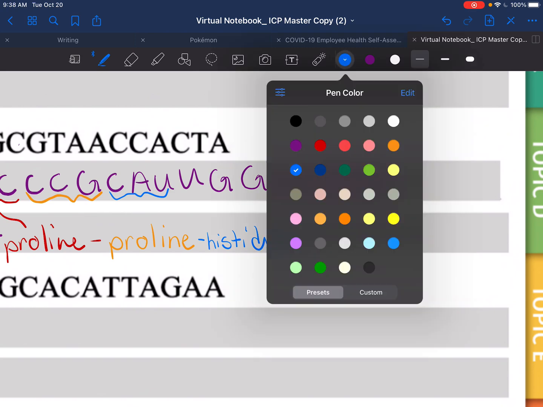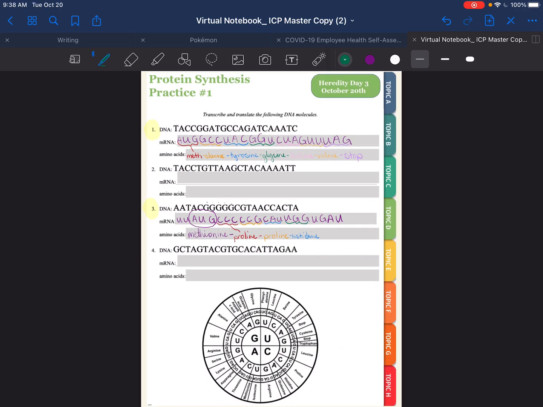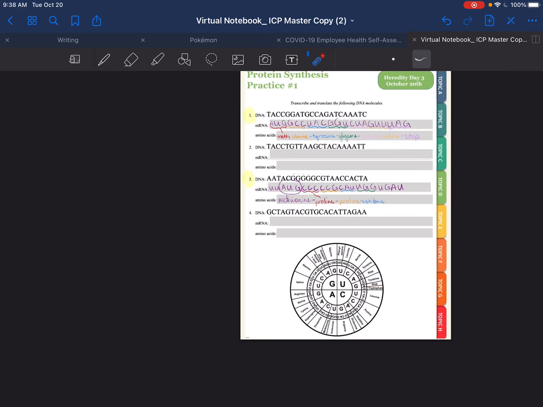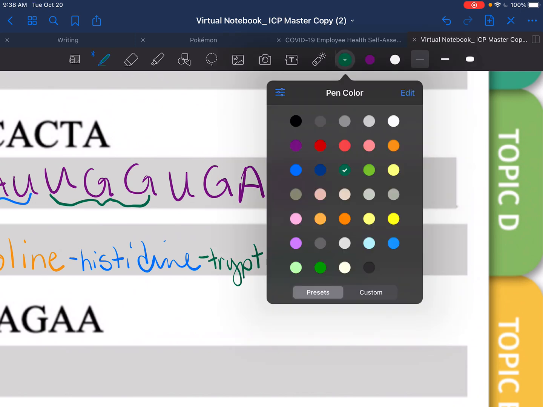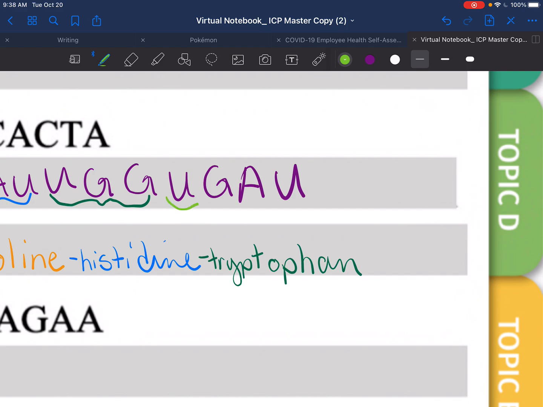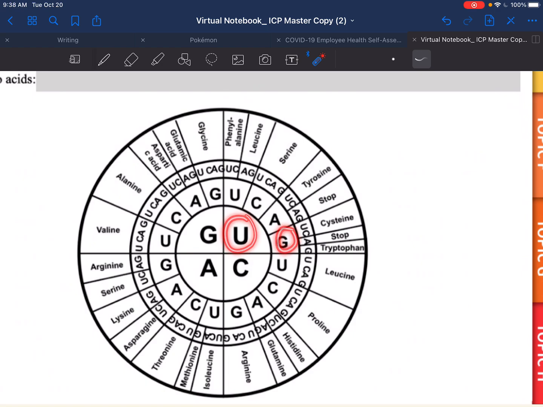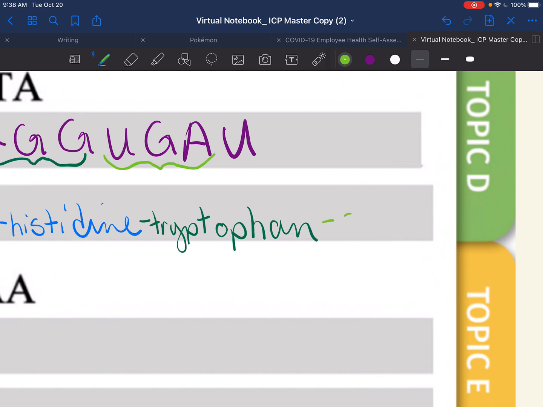I'm running out of room. I hope I get a stop codon. Then I have UGG. U, then G is tryptophan. And next, we've got UGA. UGA, yay, is our stop codon. So we're all finished with that.